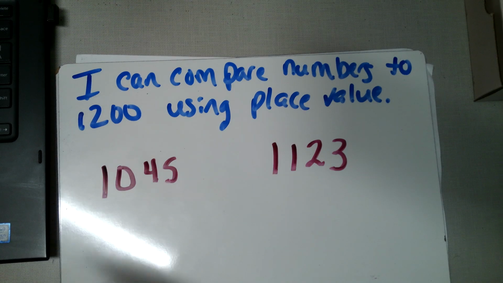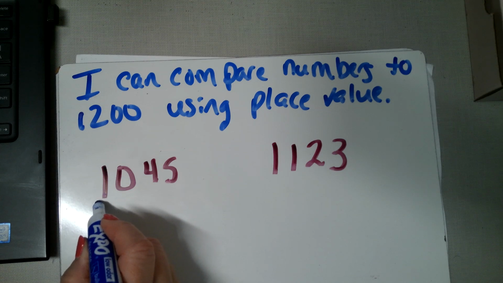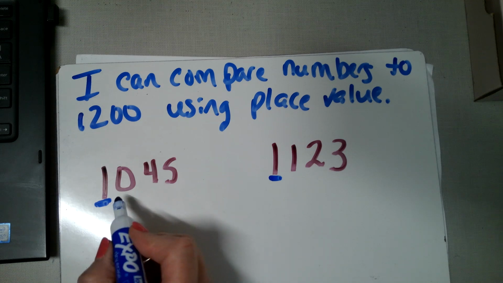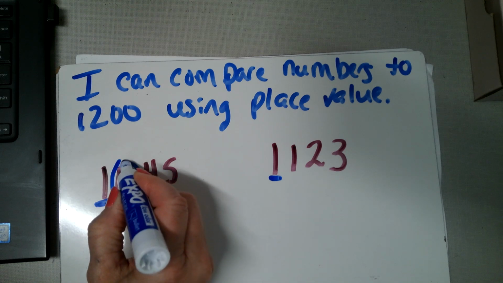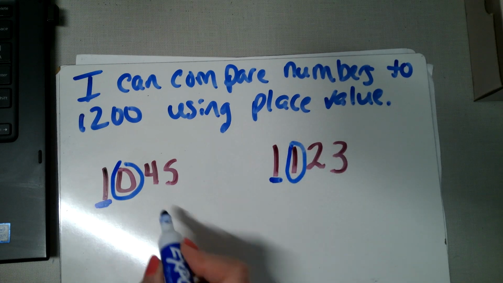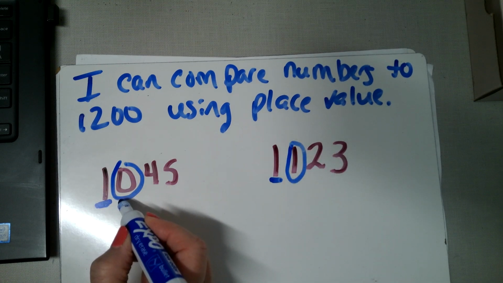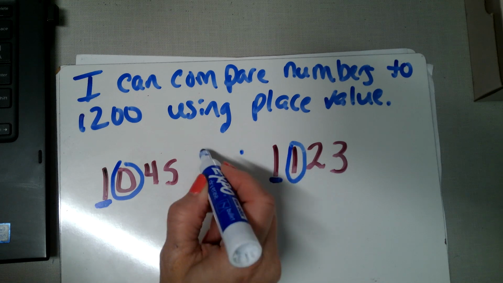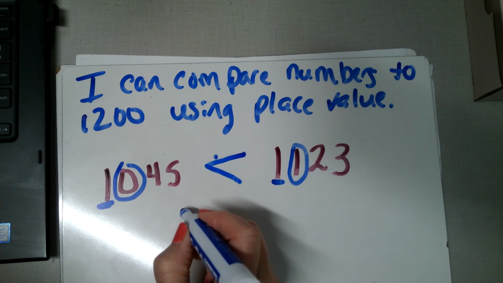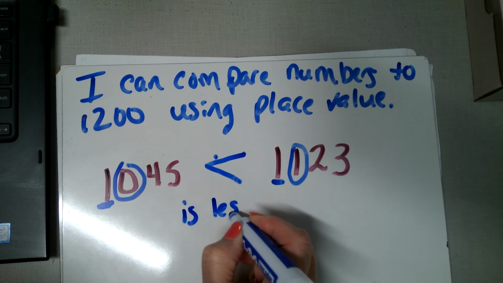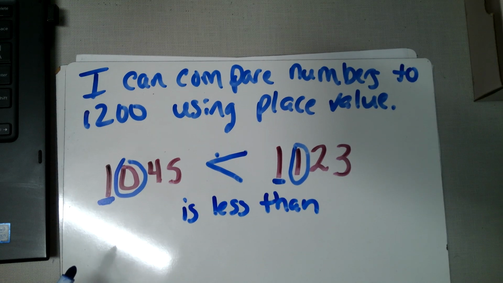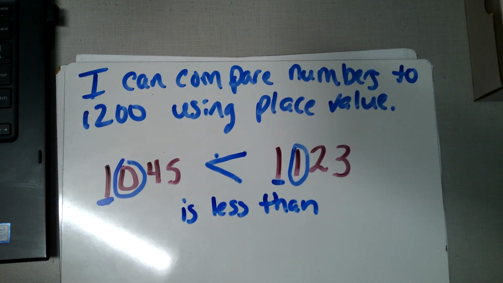When we're going to compare numbers, we always start to the number furthest left. So I have 1,000 and 1,000. Well, those are the same. So I need to go to the tens. Well, I have 0 tens and the hundreds, 0 hundreds and 100. Well, I know 100 is greater than 0 hundreds. So my number is going to go here. And I would read this, 1045 is less than 1,123.